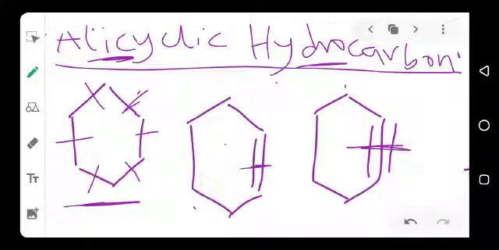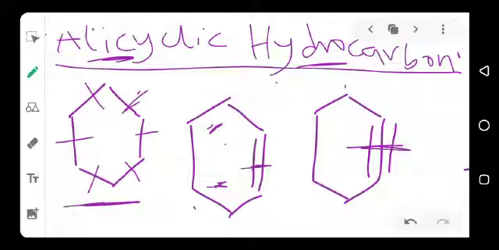Now take note, look at this one that has a double bond. You see that there's no double bond this side and there's no double bond this side, so it is not alternating. Because of that, it is still alicyclic hydrocarbon and not aromatic hydrocarbon. But if the double bond is alternating, then we say that this one is aromatic hydrocarbon.